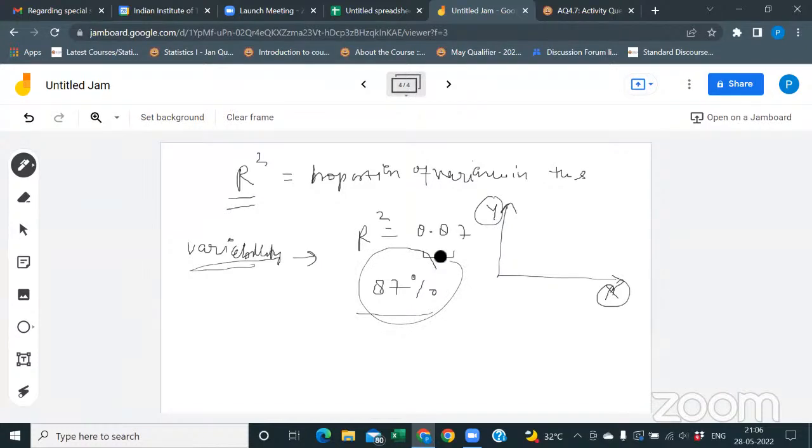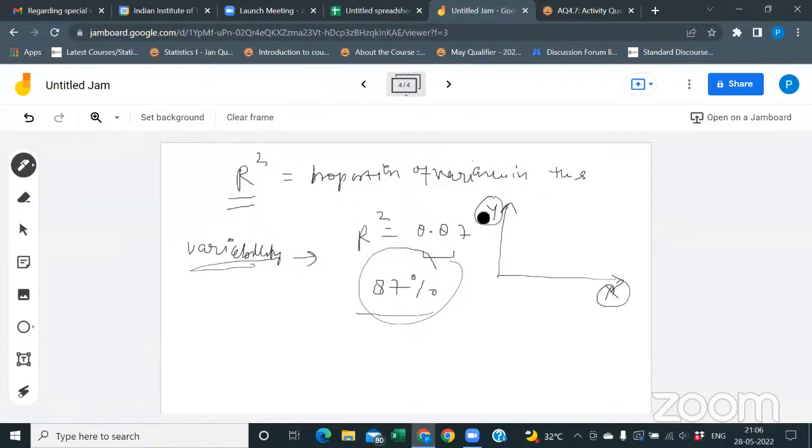If R square is high, then variability should be low, no, sir? Scatterness of the points should be low, right? All the values should lie on a straight line, no, sir, if R square is high? What I said, see, R square shows your proportion of variance. How much proportion is there in your data?